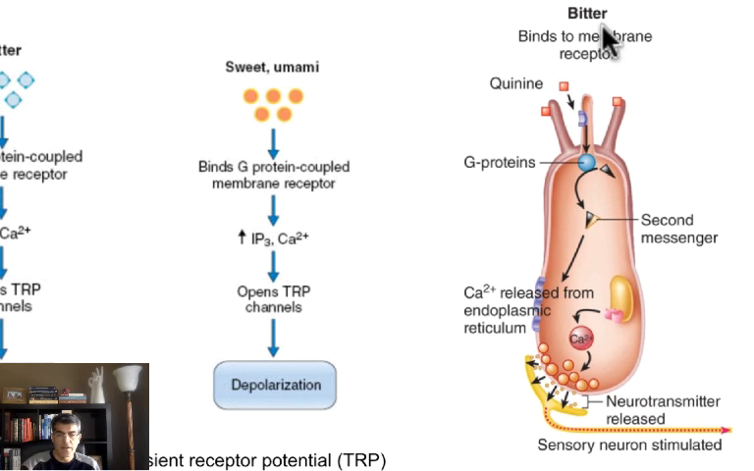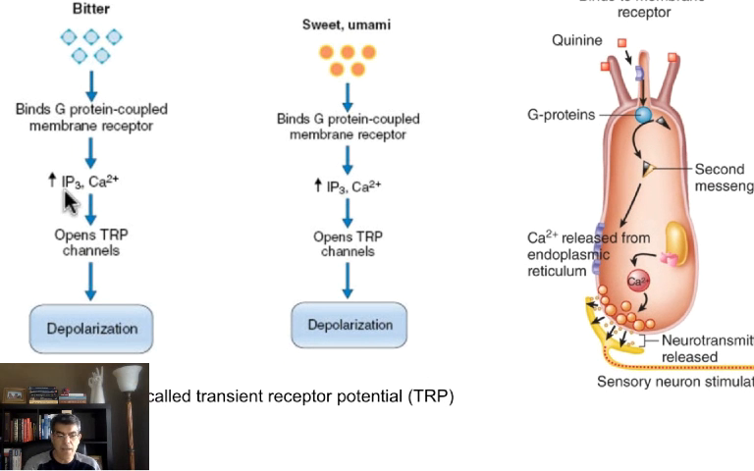Let's say in the case of bitter, usually the molecule is quinine. It is going to sit on the receptor and stimulate a G protein. This G protein is going to create a second messenger. This second messenger is IP3 and calcium. We talked about different types of second messengers briefly. We know that IP3 and calcium are second messengers. So for bitter, this G protein is going to create IP3 and calcium.